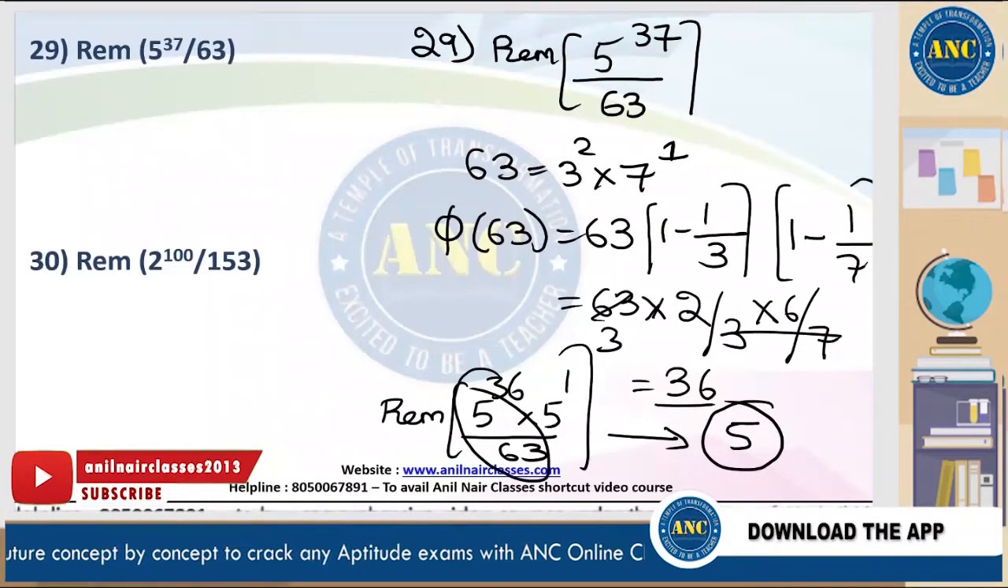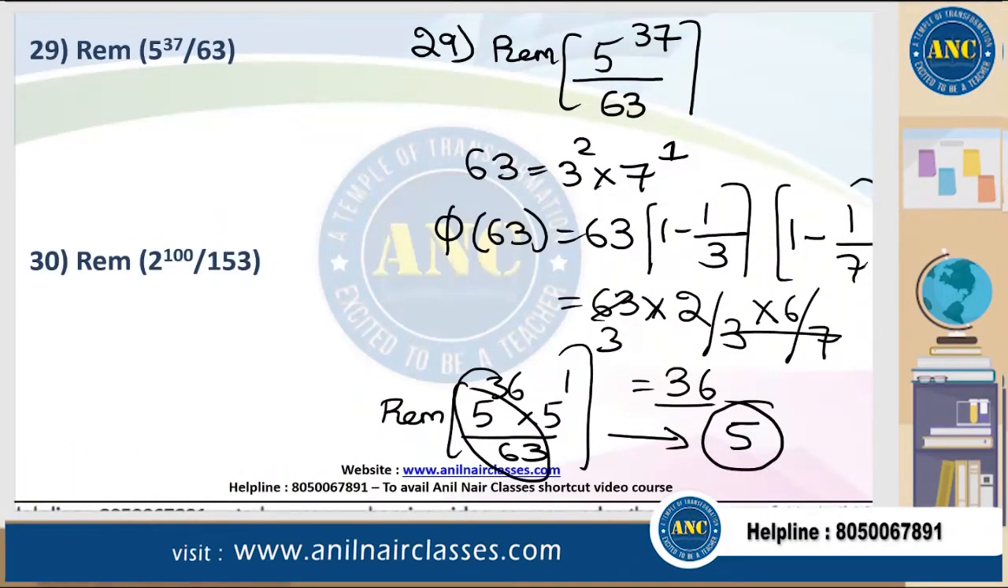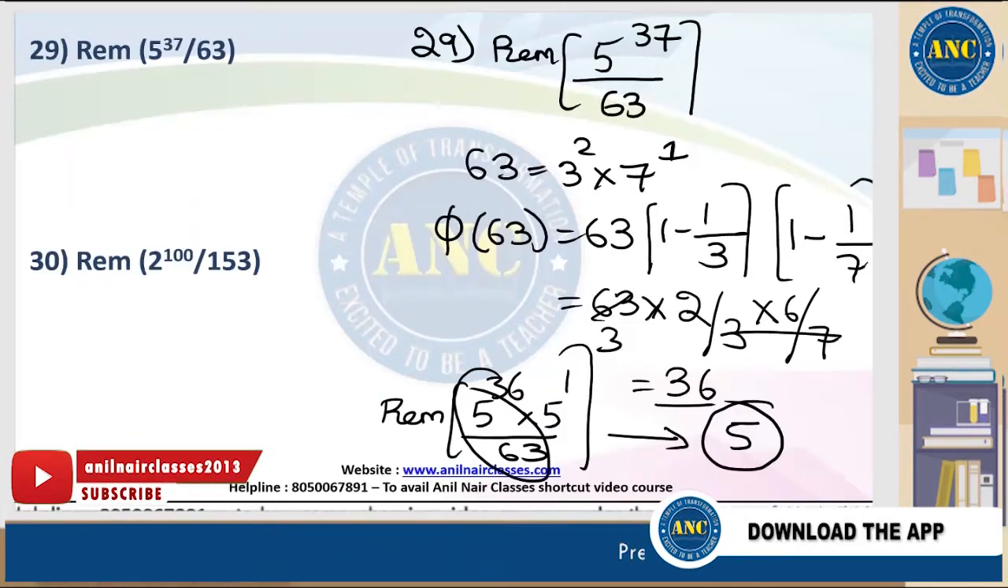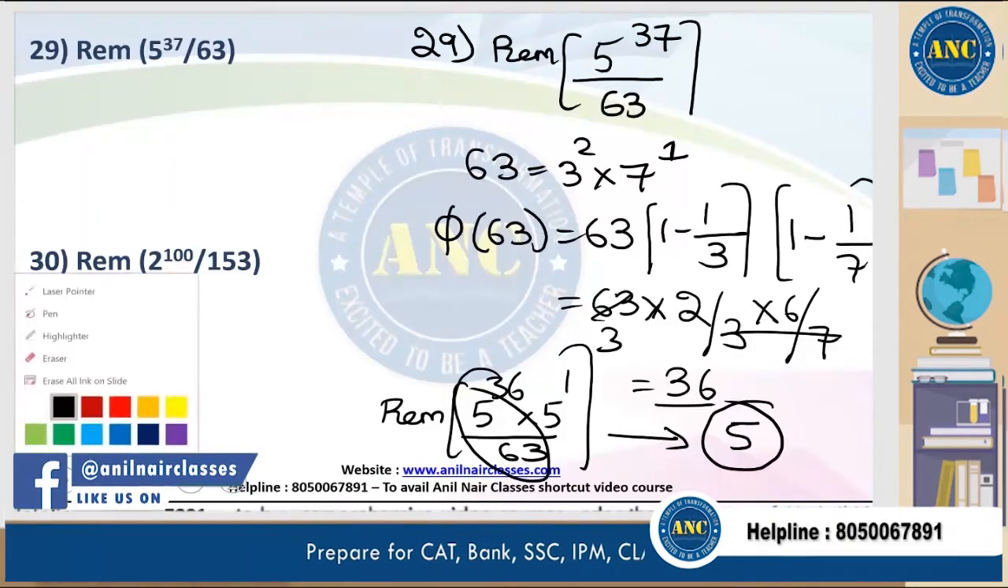63 is 3 square into 7 power 1. Phi of 63 is 63 into 2 by 3 into 6 by 7. The answer is 5. The first one, I hope it is clear. The more questions we solve, the more clarity we will get. 30th question.